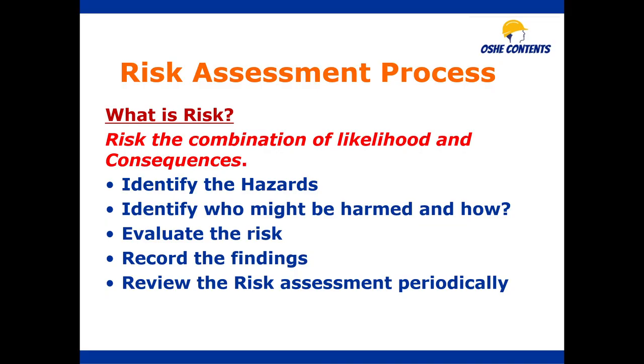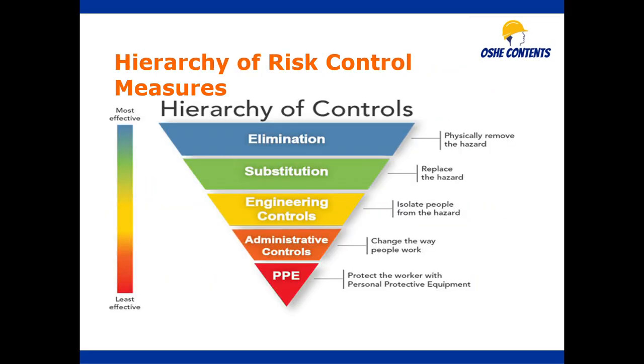And then we need to record the findings, which means we make the risk assessments. And then we need to review it from time to time, periodically. We can review it after one year, as per UAE, or once an incident has happened, or when there are some new rules or some new equipment on the site. Then we review our risk assessments and amend them periodically. So here is the hierarchy of risk controls.